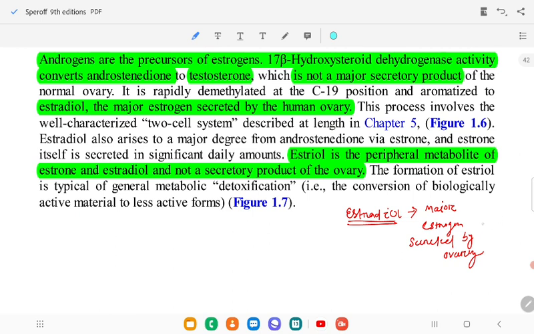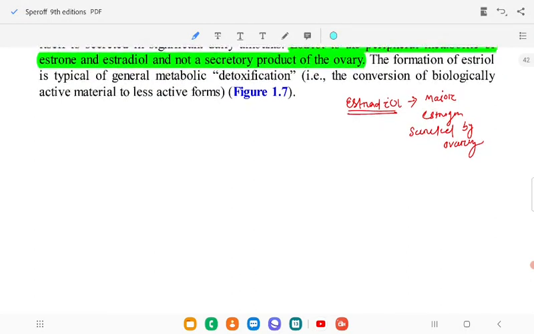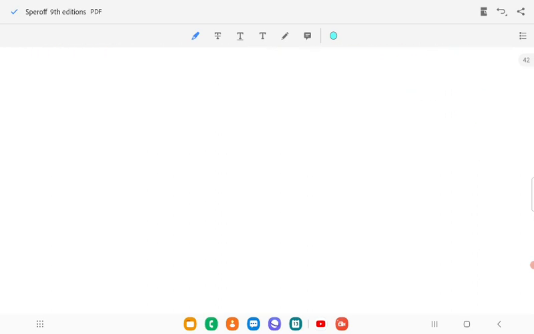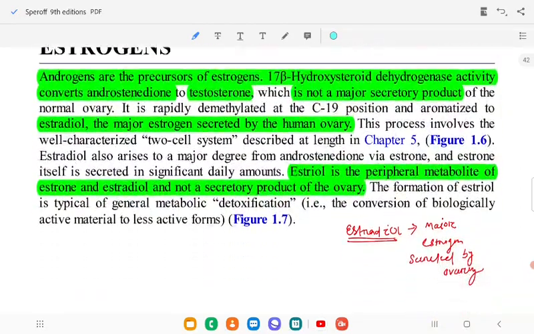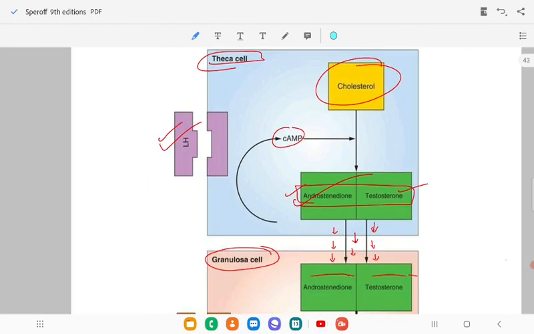Estriol is the peripheral metabolite of estrone. So estriol is the peripheral metabolite of estrone and estradiol, not a secreted product. The formation of estriol is a typical general metabolic detoxification, the conversion of a biologically active form to a less active form. So estradiol is the major estrogen secreted by the ovary. Estradiol, okay.